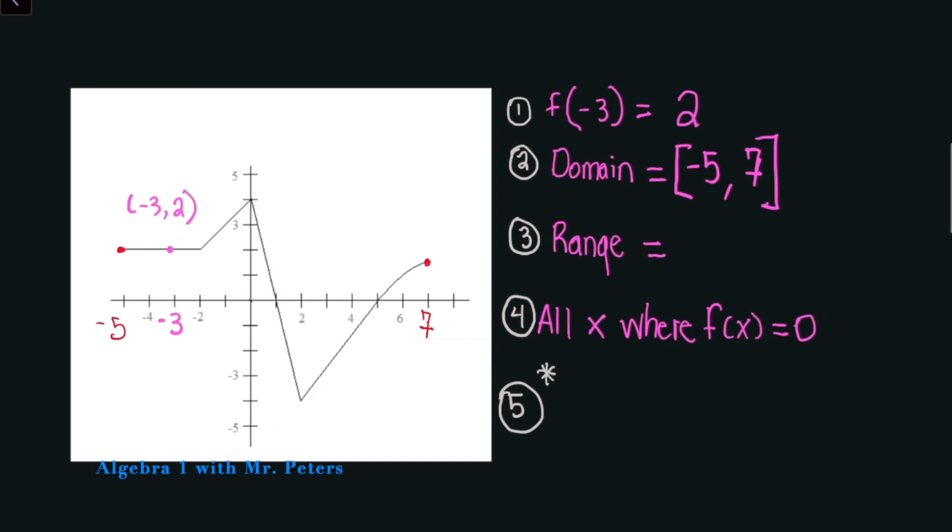Now let's say we had an open circle. How would that change this problem? It really wouldn't. Only difference is we would have parentheses instead of brackets. So please understand that difference.